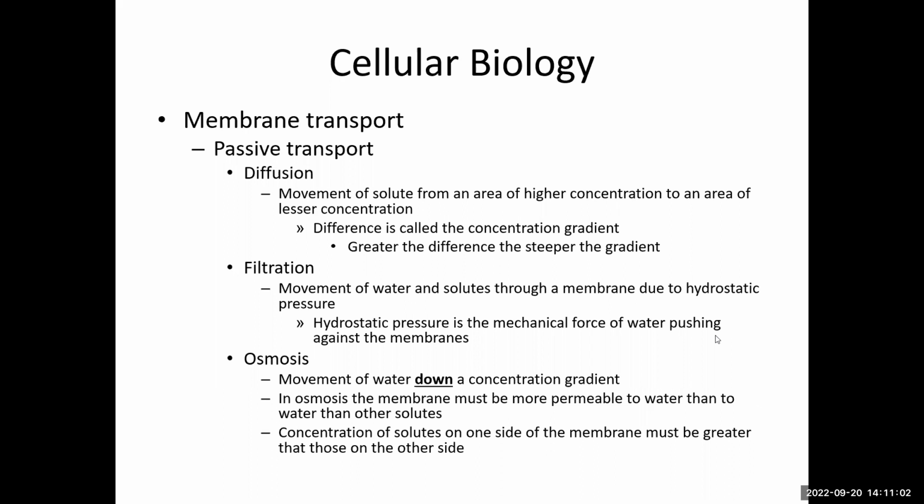And so the greater the solutes on one side, the more that water is pulled to that side. I want you to write this down. Wherever salt goes, water follows. So wherever my concentration of solutes is higher, water is going to follow to that side.